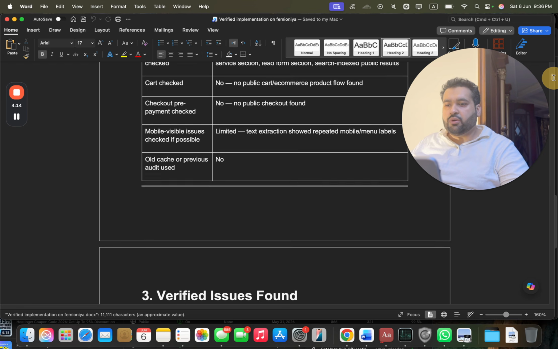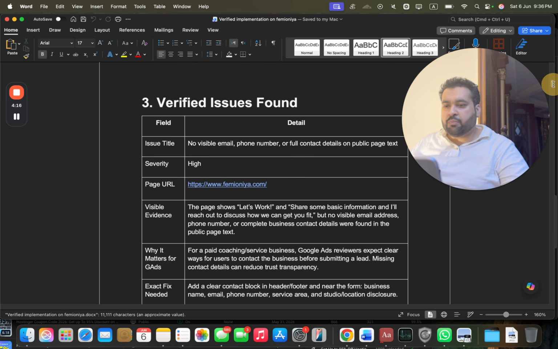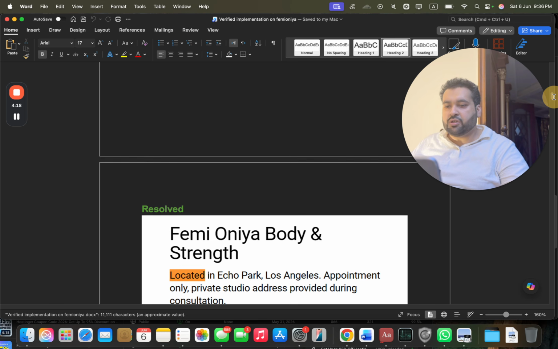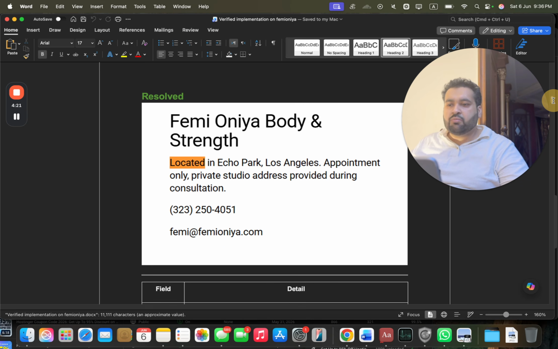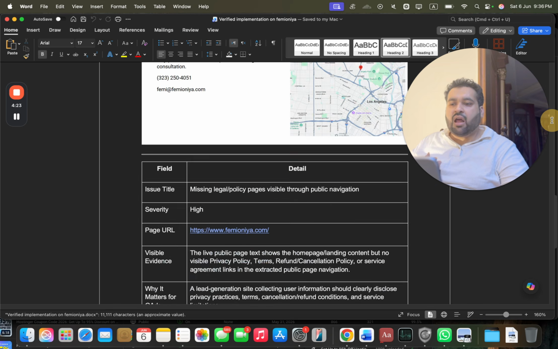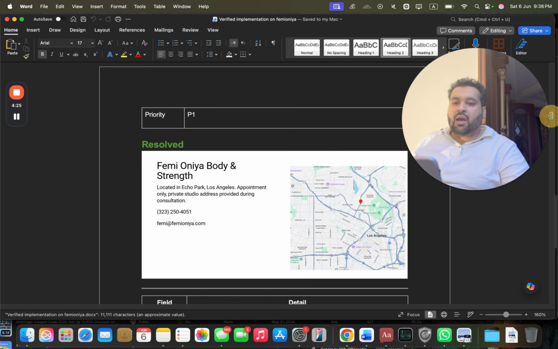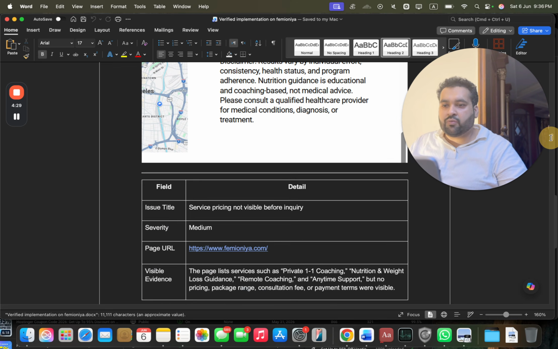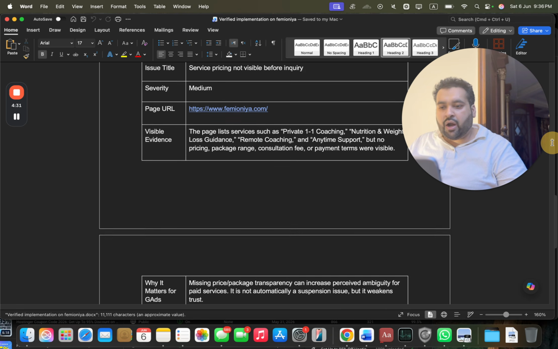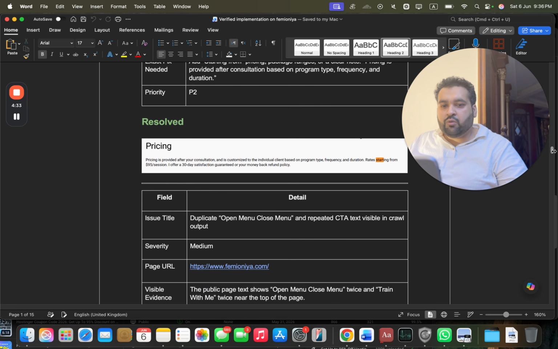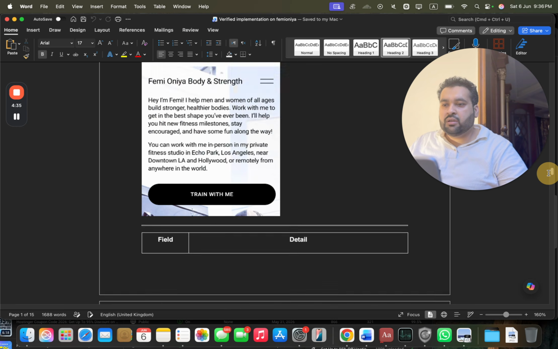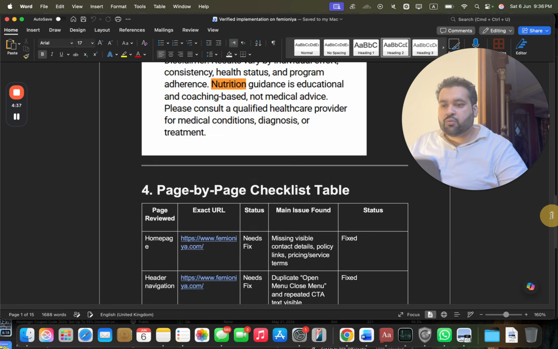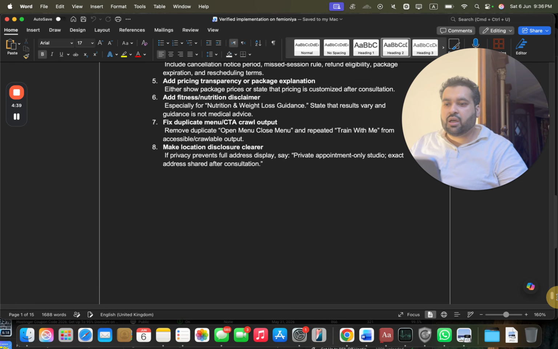So you can see around over here, the page shows let's work, share some basic information. Some things were being sorted, some grammar errors were over there, and the map page was not working, so it was resorted. The links were not working, a disclaimer was also added, pricing was also corrected, and some small pages and small changes were done over here.